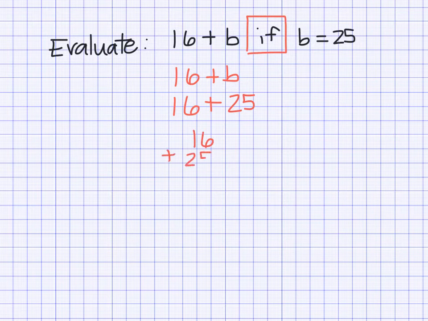So 16 plus 25: 6 plus 5 is 11, 2, 3, 4. The answer is 41. Let's try another one.